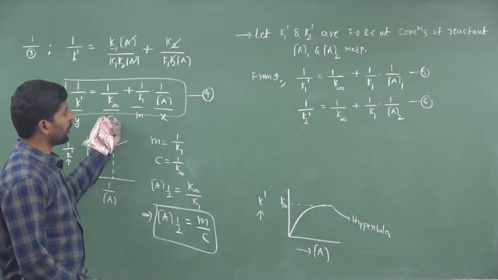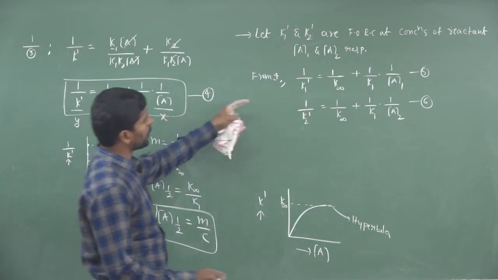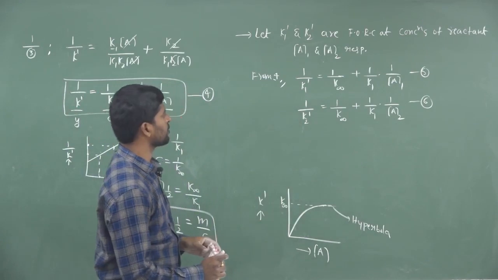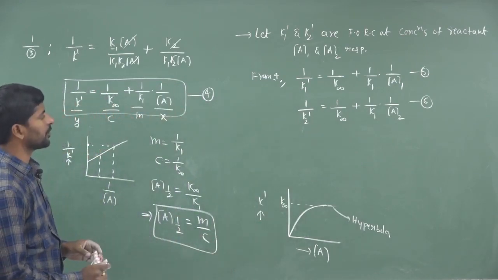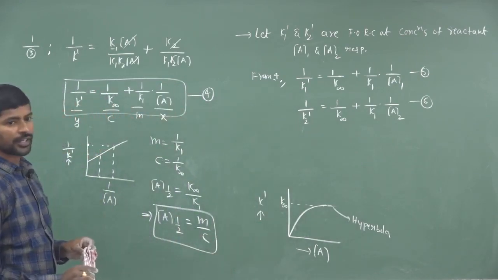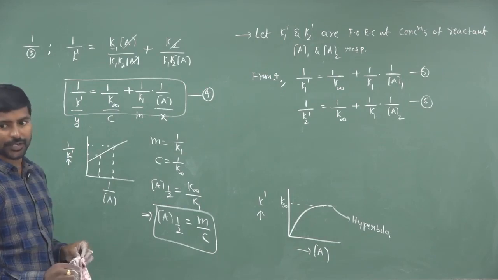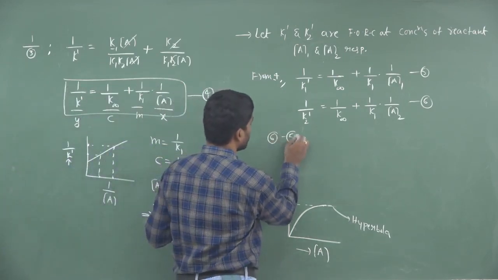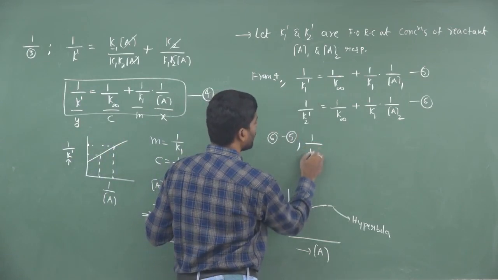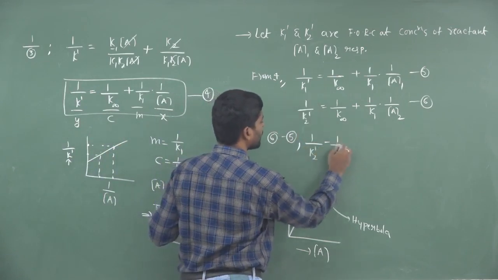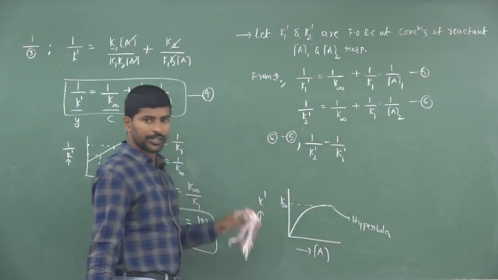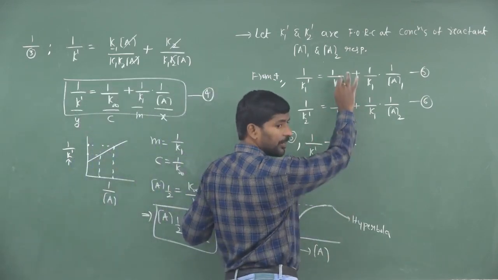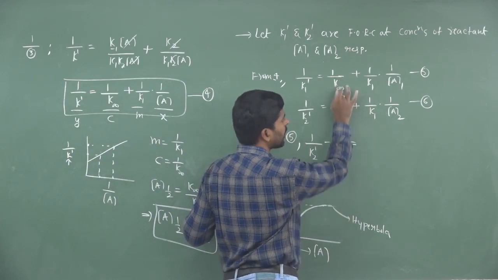We applied this equation at two different concentrations, A1 and A2. The corresponding first order rate constants we consider as K1 dash and K2 dash. Now if you do 6 minus 5, we get 1 by K2 dash minus 1 by K1 dash is equal to 1 by K infinity, and 1 by K infinity gets cancelled.